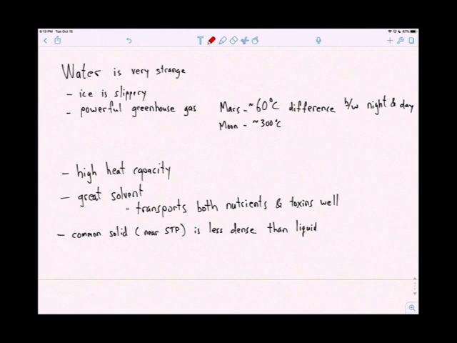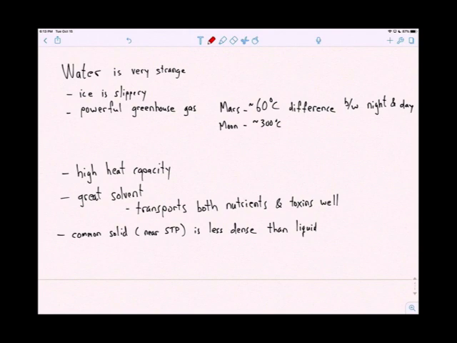Water also has a relatively high heat capacity. It doesn't have the highest heat capacity. Ethylene glycol antifreeze has a higher heat capacity, but water has a relatively high heat capacity. What is heat capacity? If you've forgotten, a low heat capacity means a little bit of energy will cause a large change in temperature. High heat capacity means a lot of energy causes a small change in temperature. So water is in the high heat capacity range.